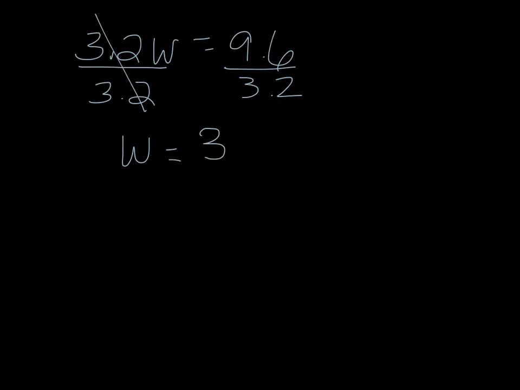So let's take 3.2, substitute the W with 3. Now actually multiply that, and we will get 9.6. We've done our work correctly. Let's try one more example.